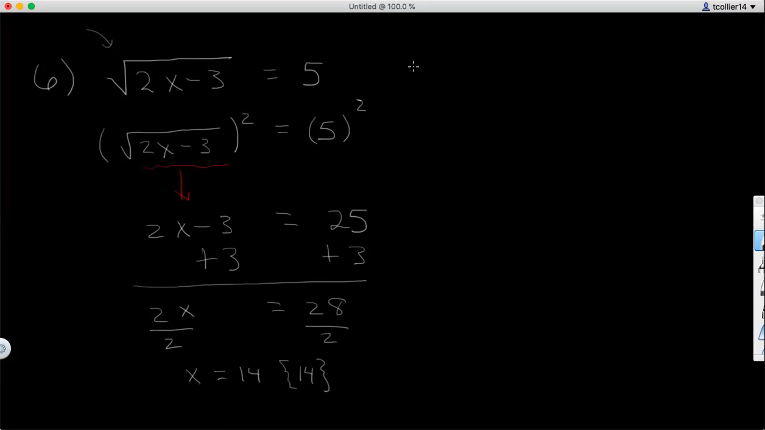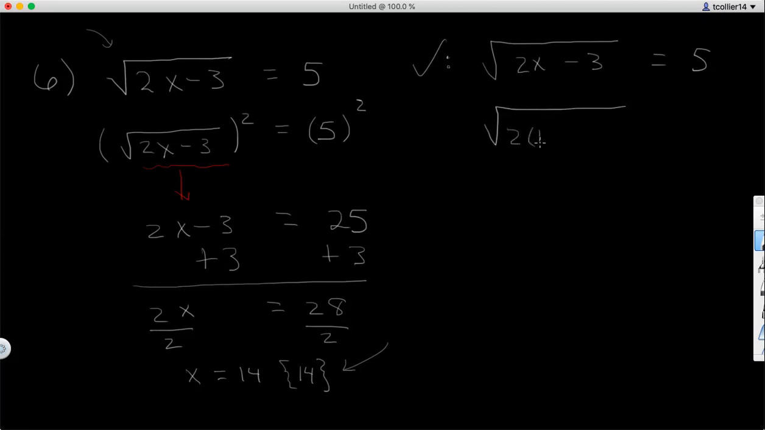And if I wanted to check it, I could just write out my original. And then what I would do is, since I know that x is 14 down here, I could just plug in 14 for x, and it should work.